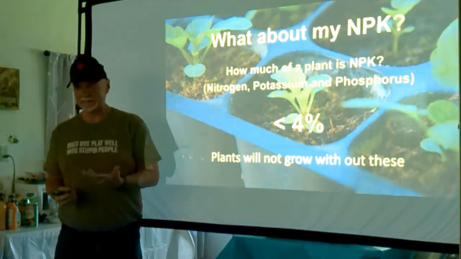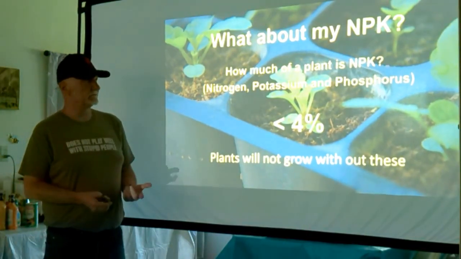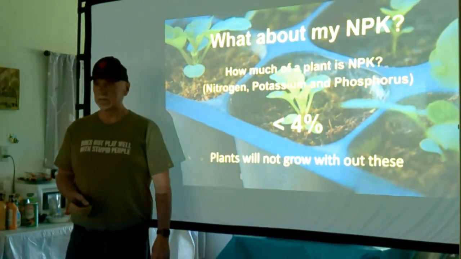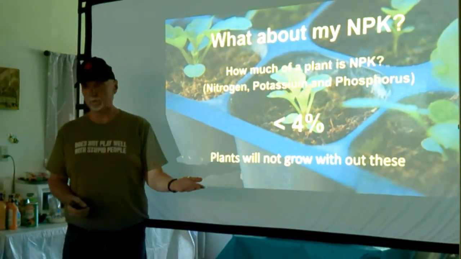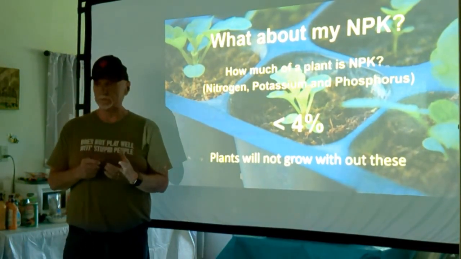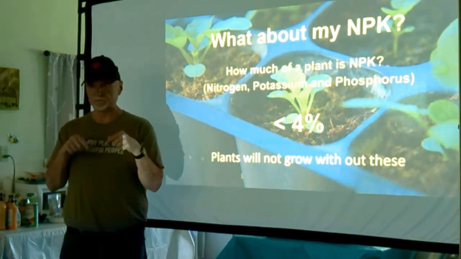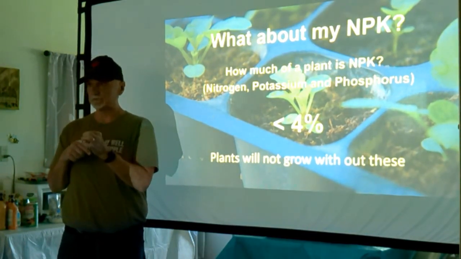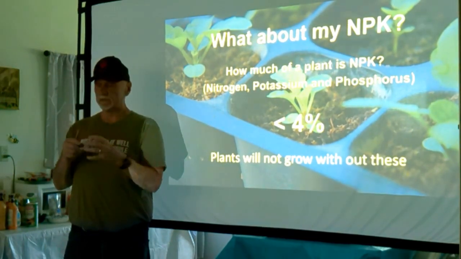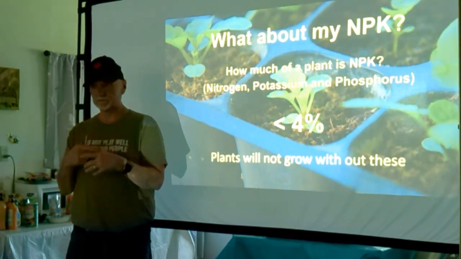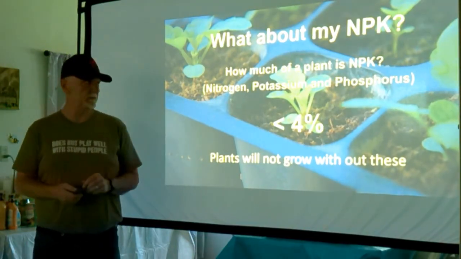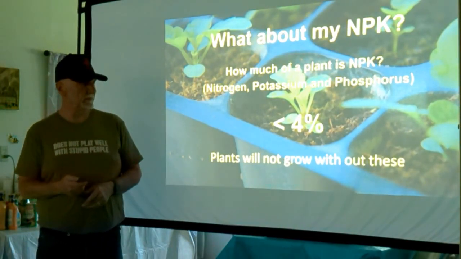So what about my NPK? What about my nitrogen, potassium, and phosphorus? How much of the plant is that? Well, it's less than 4%. That's not a whole lot, but it's extremely important because things don't work without it. For instance, a chlorophyll molecule has a bunch of hydrogen, carbons, and oxygen surrounding a nitrogen atom. Without that nitrogen atom, you don't have chlorophyll. So there are some very important things that happen with nitrogen and the potassium and the phosphorus in the plant.